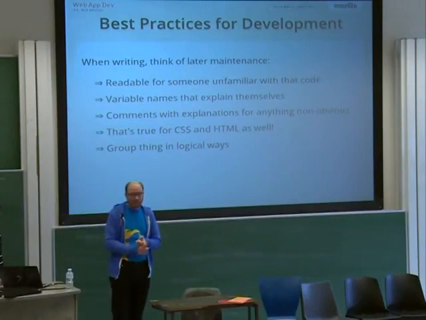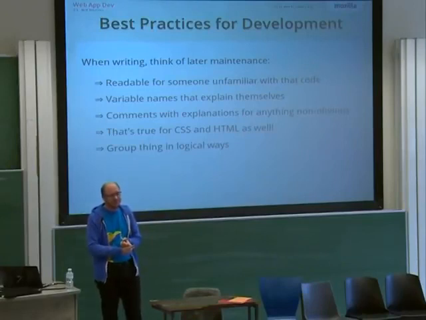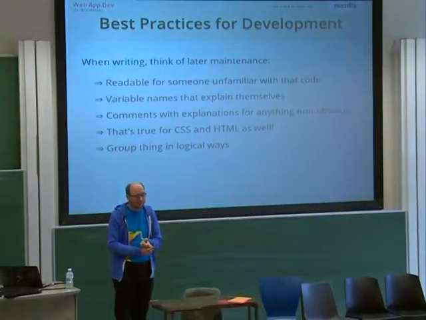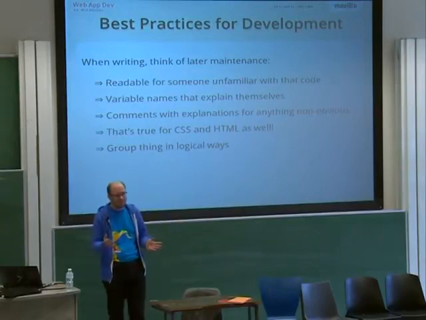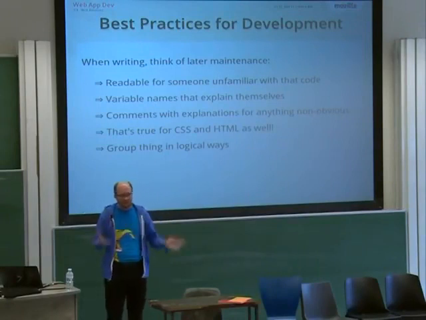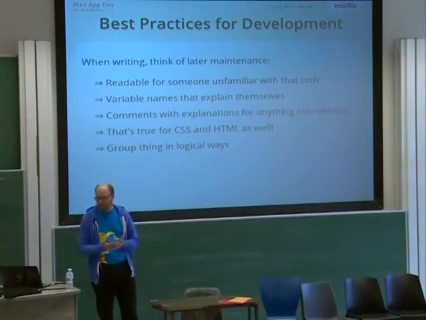Use variable names that explain themselves, so that you know later on what this variable does. It's not very helpful to have f equals substring of x. You probably don't know anymore what that is a few years down the road, and someone else won't know it. Use descriptive variable names.